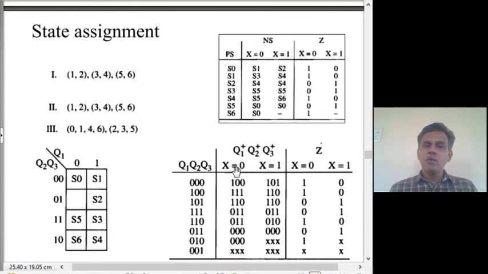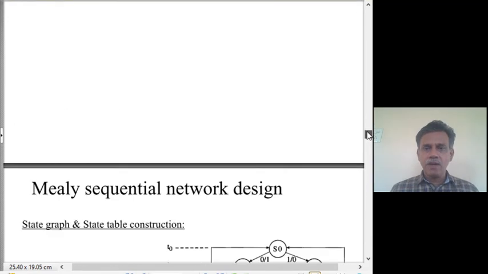Then we have 4 inputs, Q1, Q2, Q3 and X0, and 4 outputs, Q1 plus, Q2 plus, Q3 plus and Z. So we need a combinational circuit, as we have already seen. Basically, in the Mealy circuit we have already fixed the registers.